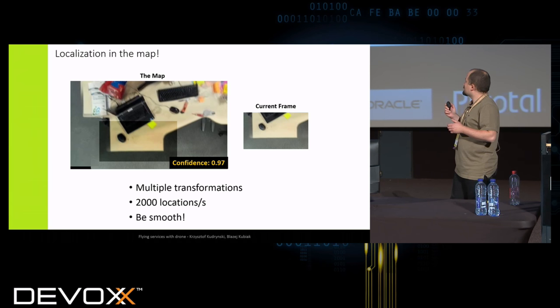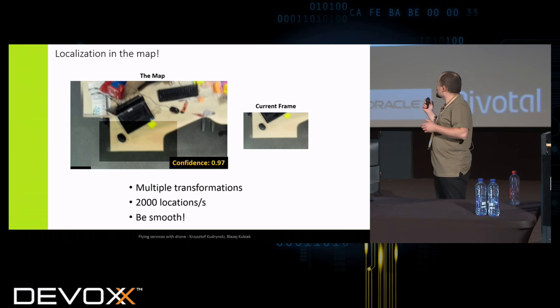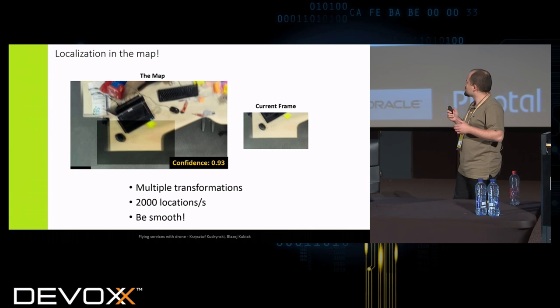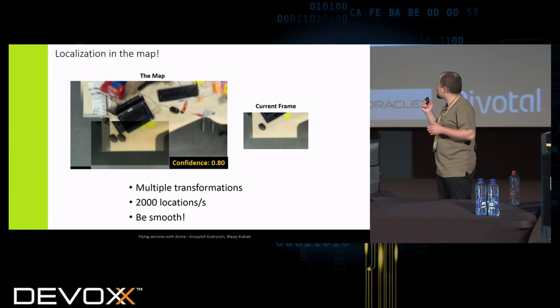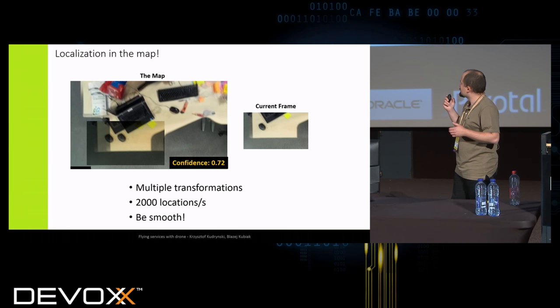And the confidence that we assign to each situation must be smooth, which means that when the frame is going away from the correct position, it should decrease smoothly. And it should increase when we come back.